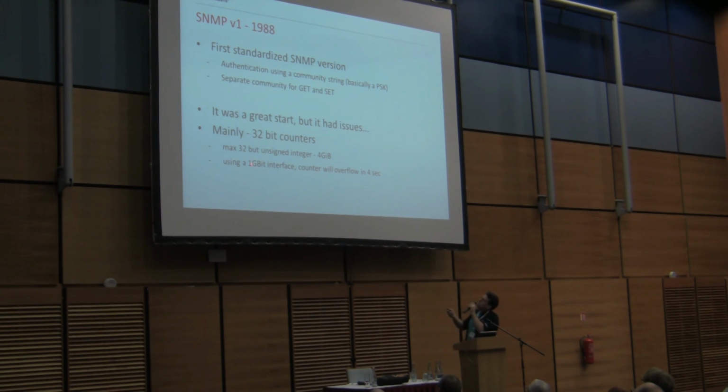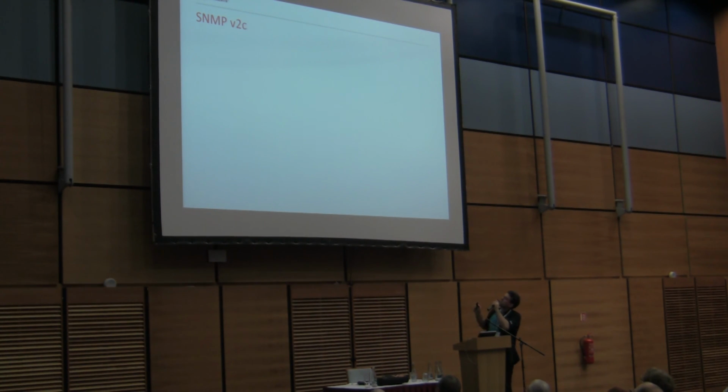So if you have a 1 gigabit interface, the counter will actually overflow in 4 seconds. Hence, please do not use SNMP version 1 anymore, under any circumstance, hopefully. So let's move to SNMP version 2C. If you are wondering, yes, there was an SNMP version 2, but today pretty much nobody uses that. There is only SNMP version 2C. So it's SNMP getting better.